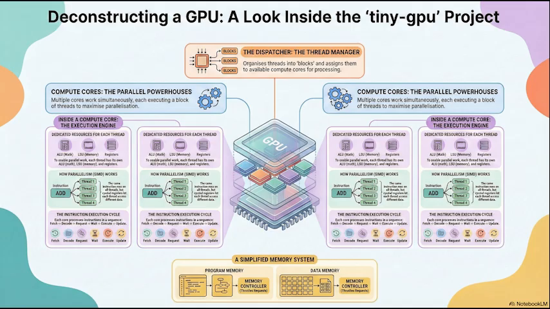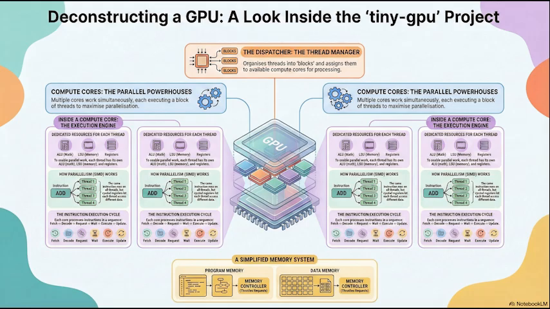All right, so we have the big picture, the dispatcher sending out work, the memory controller managing the data flow. Let's open the hood and look inside the core itself. The core is the engine. It's the execution unit. In Tiny GPU, one core takes one block of threads and processes it to completion before the dispatcher gives it a new one.